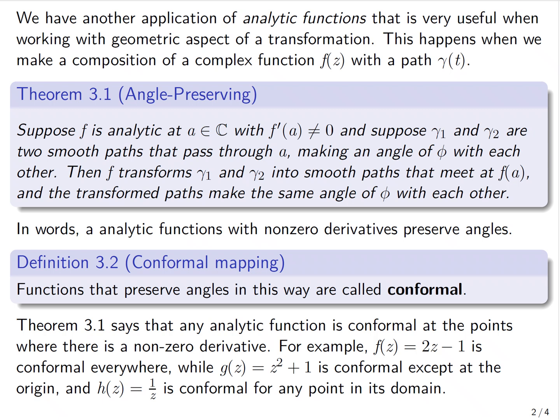We can look at a few cases. For example, the function 2z minus 1 is conformal everywhere because you get a non-zero derivative. The derivative is 2, which is non-zero. And if you look at z squared plus 1, it is conformal except at the origin, because there you get 2z, which is 0 at the origin. And if you have h(z) equal 1 over z, this is a very important function that we're going to use later. It is conformal for any point in the domain. The only point that is not in the domain is 0, so anything outside 0 is analytic. That means you can transform all the curves conformally.